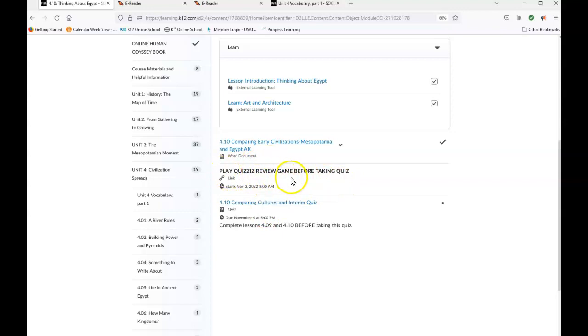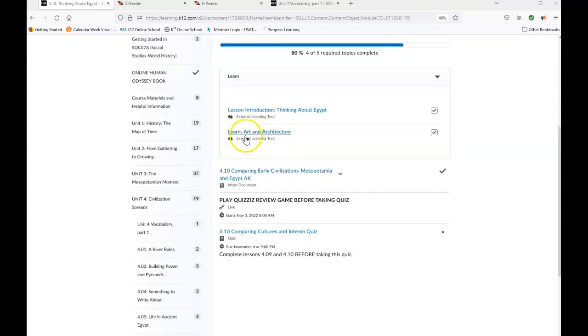Then play the quizzes review game before taking the quiz. Click on this and play the quizzes game. Then take the quiz. The quiz isn't due until Friday, but again, complete lessons 4.9 and 4.10 before taking the quiz. Play that review game, okay? Do this comparison in here too. All right, so do those things before you take the quiz.